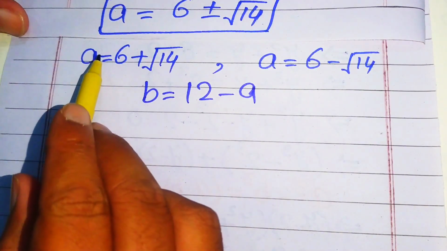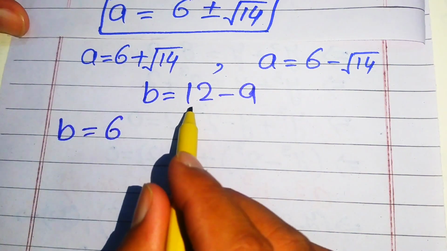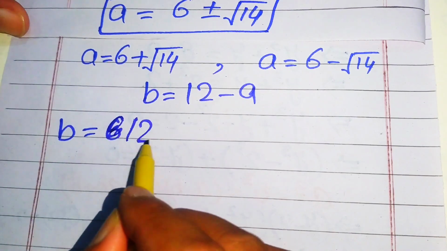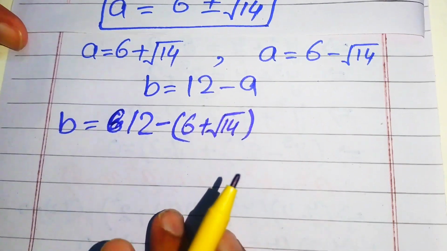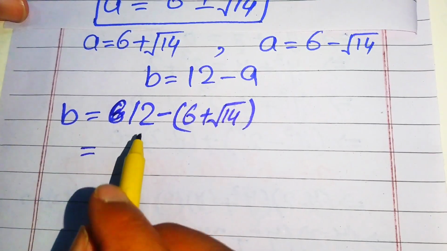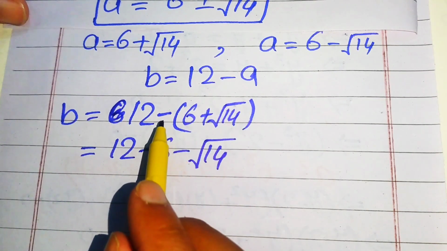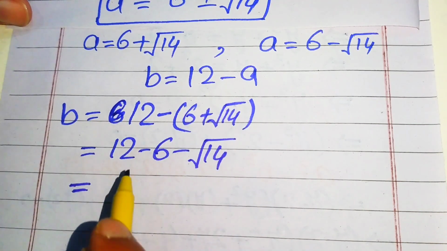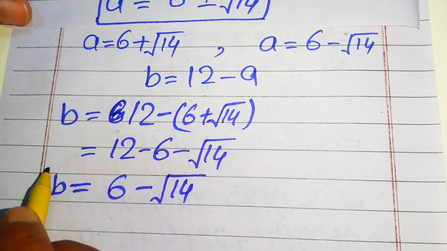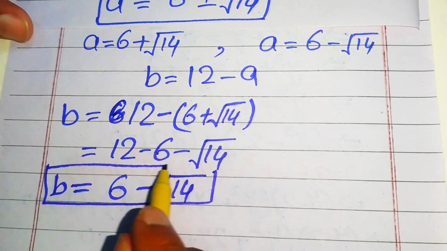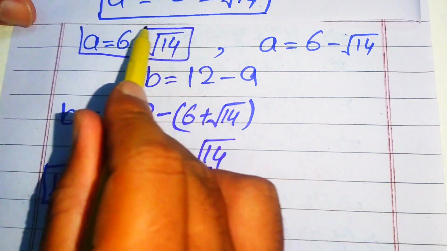So when first we substitute this value here, then you get b equals 12 minus a, and the value of a is 6 plus square root of 14. So here we need some simplifications, and we write it as 12 minus 6 minus square root of 14. We multiply this minus on both of these terms. So 12 minus 6 is 6 minus square root of 14.